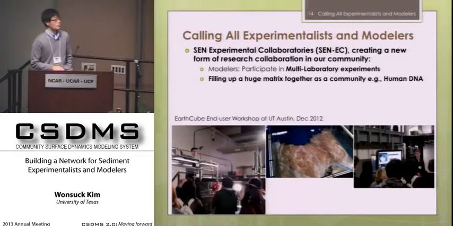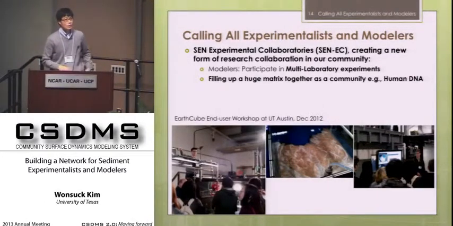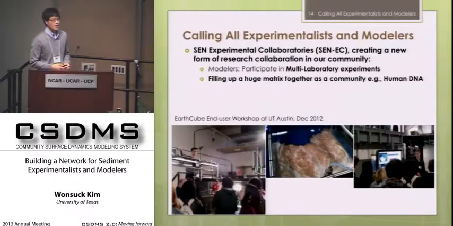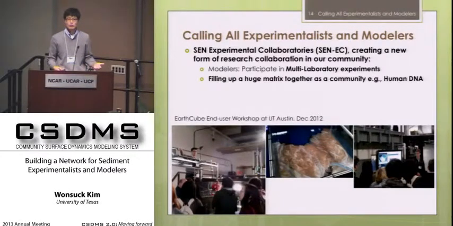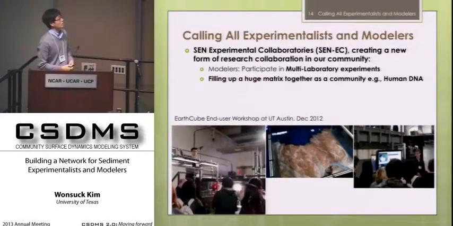There are some examples. We can make multiple laboratory experiments. We can take on a major grand challenge together as a community, and multiple laboratories can communicate with each other effectively and work on the same topic together. I think that would be fantastic. Filling up a huge matrix together, that would be one. Solving a grand challenge together, that would be one. It has not been done much in our community, but biology has done it, and they are continuously doing that in addressing the human DNA.